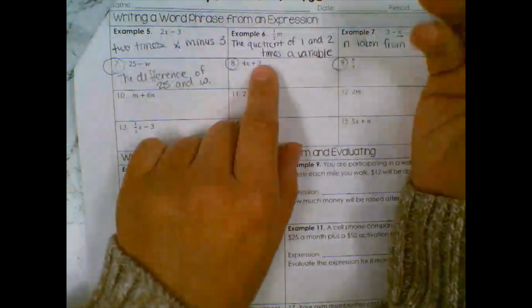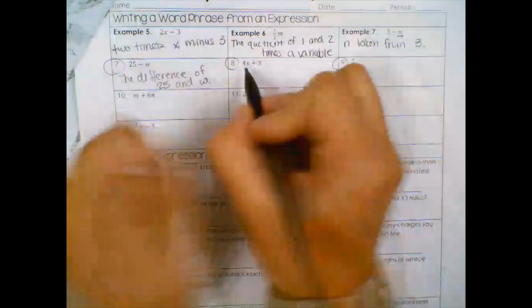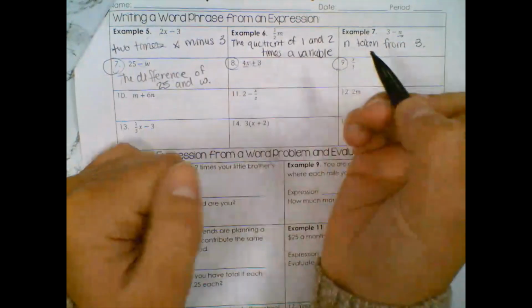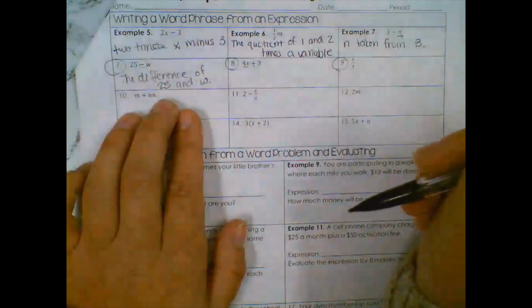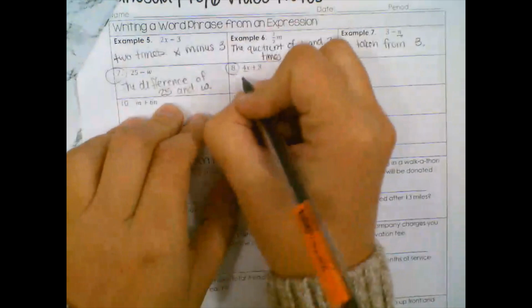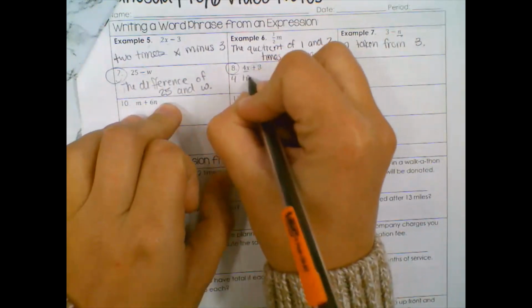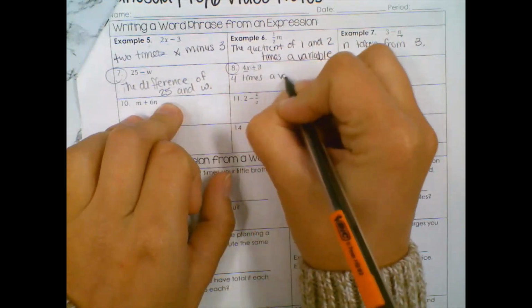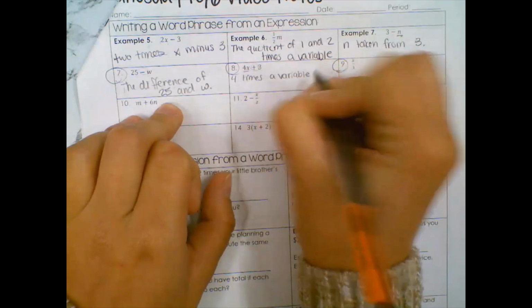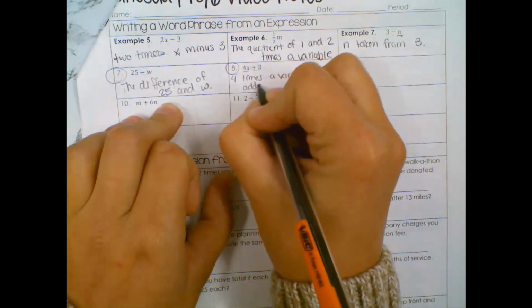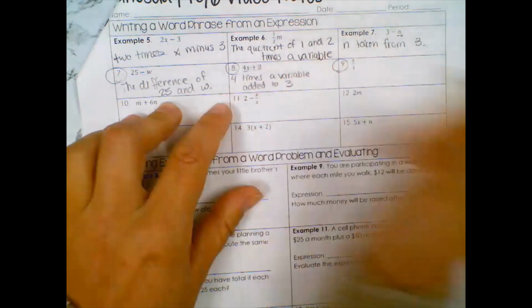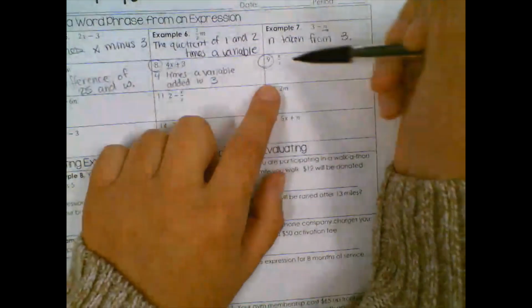For this next one, we have two operations going on. We have multiplication and an addition. So again, we want to write in the order that it reads. So this one we could do 4 times a variable added to 3. And then the last one, we have division.